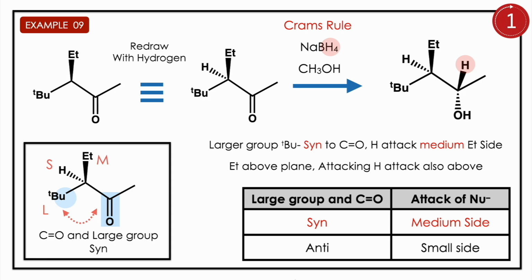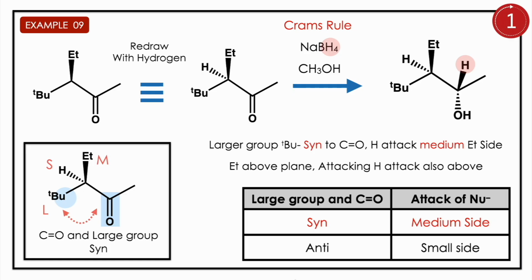Here the starting material is twisted because it is drawn without hydrogen and its stereochemistry. So we redraw the molecule with hydrogen below the plane, ethyl above the plane, tertiary butyl on the line. Here you have a carbonyl and an alpha chiral carbon. The attacking species is a nucleophile. So according to Cram's rule, you should find large, medium and small. Large group is obviously the tertiary butyl group. Hydrogen is small, ethyl is medium. We should find the relationship between the large group and the carbonyl. The relationship is syn.